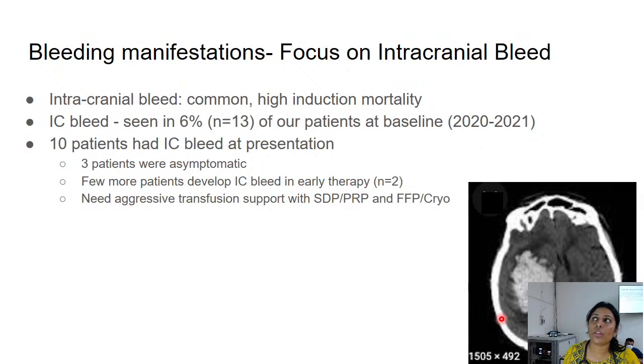A special focus on intracranial bleed. We all know it's quite common in our patients and is associated with high induction mortality. Over the past year, there's a study going on to look at intracranial bleed at baseline. We were getting a CT scan of the brain at baseline, and it was found that 13 patients had intracranial bleed at baseline, of which 3 were completely asymptomatic and the bleed was picked up on CT. After initiation of therapy, 2 more patients developed intracranial bleed, which was aggressively managed with platelets, FFP, or cryo support.